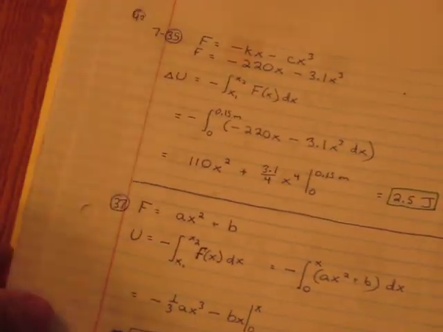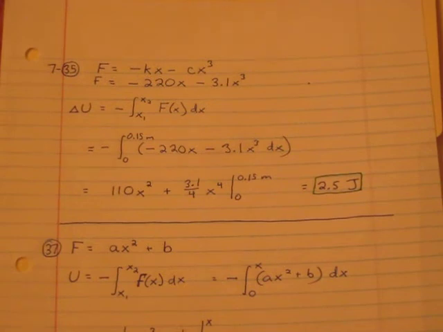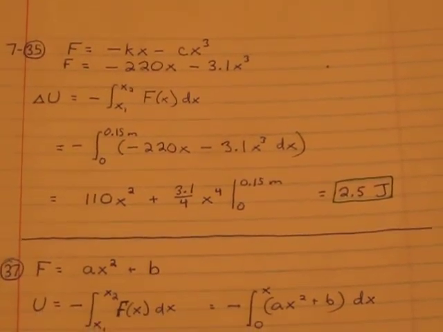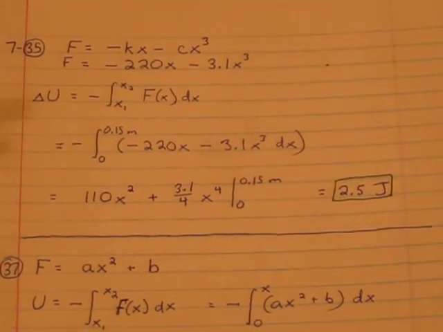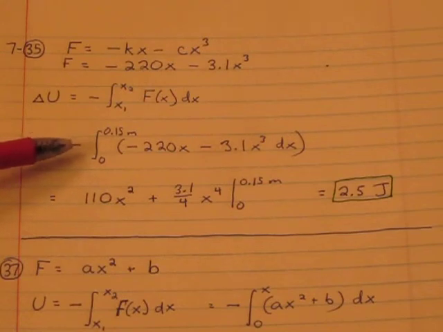Number 35. The force exerted by an unusual spring when it's compressed is F equals negative 220x minus 3.1x cubed. So the change in potential energy, just the standard formula, is the negative of the integral from initial position to final position of F dx. So we're going to take this integral. There are your limits of integration, and there's the force, negative 220x minus 3.1x cubed.